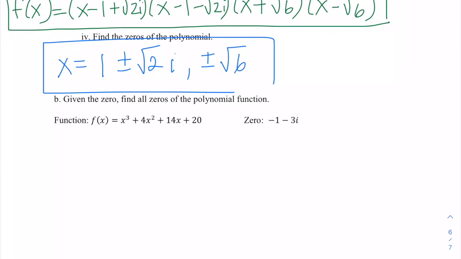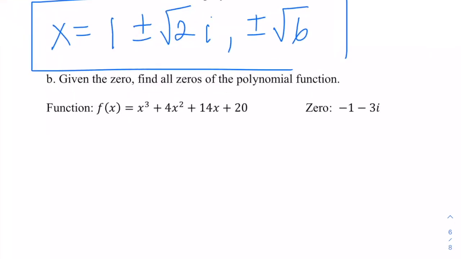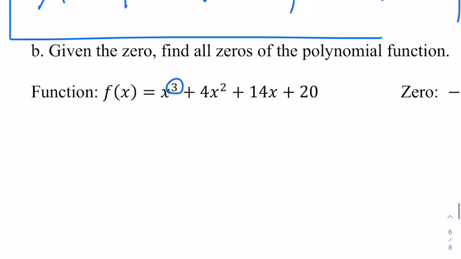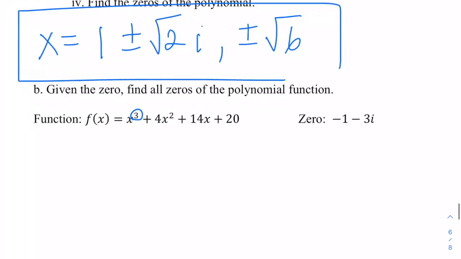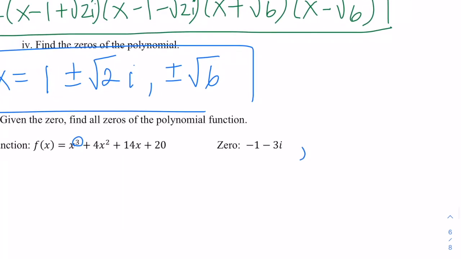All right, so the last problem that we're going to cover is, given a function and 1 zero, find the other zeros. So you could see right here in this equation that you're only going to have 3 and you're given 1. But they say you're given 1, but you're actually given 2, right? So if you know that -1 minus 3i is a root, then you know -1 plus 3i is a root.